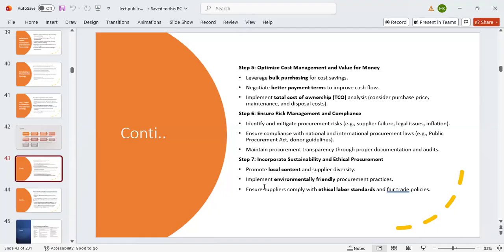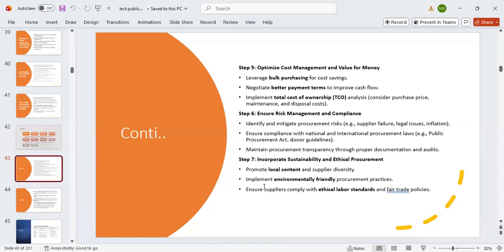And then the 7th step is to incorporate sustainability and ethical procurement. I explain sustainability in terms of 3 angles: economic, social, and environmental. We expect that whatever you procure should be recyclable, reusable, can be remanufactured, biodegradable. We expect today that even if you procure vehicles, you should not end up emitting gas into the atmosphere. So we insist on going for electric vehicles and those types of things.